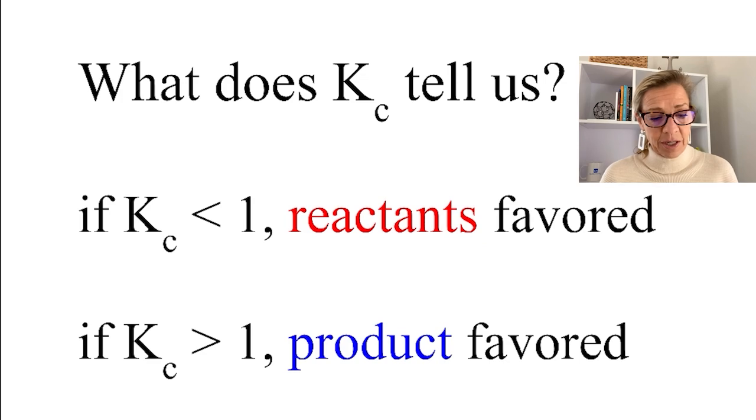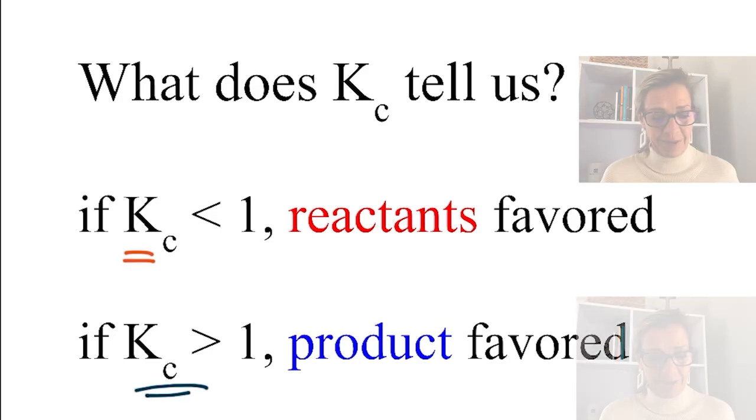All right, let's continue. Kc, the magnitude of it will tell you something about the equilibrium. So if it's really small, that says the reactants are favored, right? Because a small number, the denominator would be larger, greater concentration. And then if Kc were larger than 1, the product would be favored.